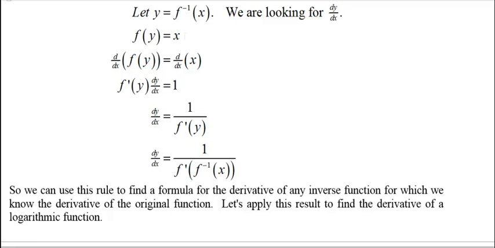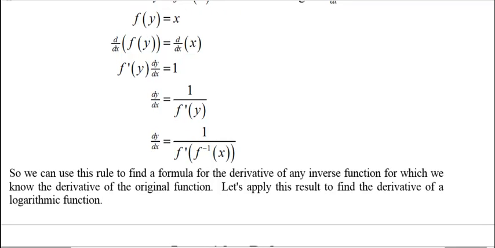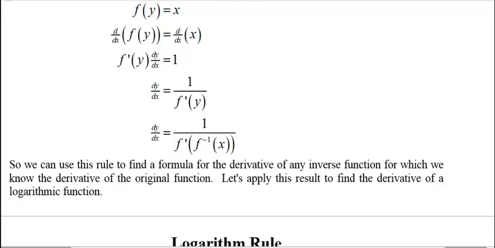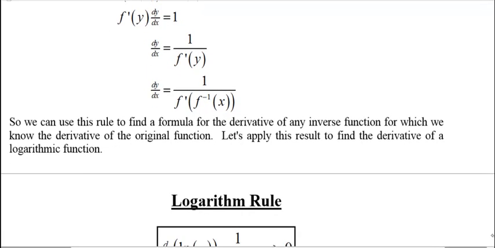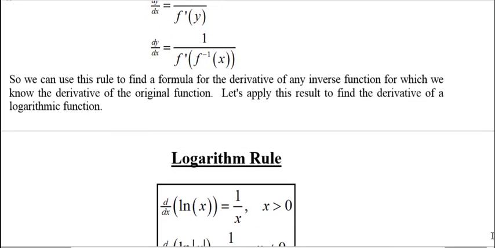Now we want to solve for dy over dx, so we divide by f prime of y, and we get dy over dx is 1 over f prime of y. But what is y? y is f inverse of x, so dy over dx is 1 over f prime, evaluated at f inverse. Now we can use this to find the derivative of the inverse of anything that we know how to find the derivative of. So we're going to use that particularly to find a derivative for a logarithmic function.